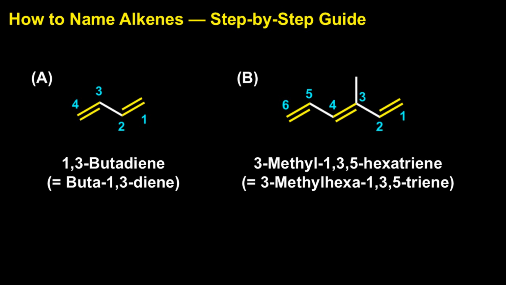Let's look at 2 examples of polyenes. First, on the left, we've got 1,3-butadiene, 2 double bonds starting at carbons 1 and 3. Simple enough. Now look at the second one. A bit longer. It's called 3-methyl-1,3,5-hexatriene. That means there are double bonds at carbons 1, 3, and 5, and a methyl group on carbon 3. That's the standard IUPAC name. You might also see it written as 3-methyl-hexa-1,3,5-triene, but that version is harder to say clearly, so we'll stick with the first one.